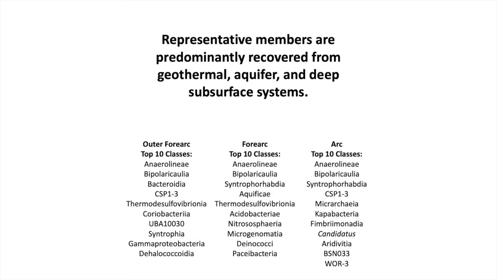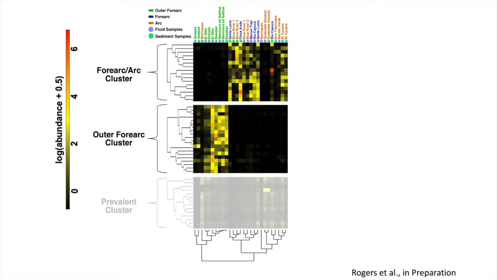Looking at the top 10 classes that are associated with these province-specific clusters, we find that representative members are predominantly recovered from geothermal, aquifer, and deep subsurface systems. Coming back to the heat map, we wanted to get an idea of what the different geochemical parameters were that may be driving these distribution patterns in these province-specific clusters.